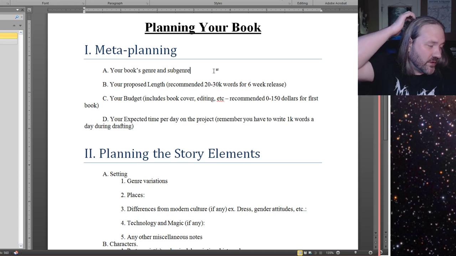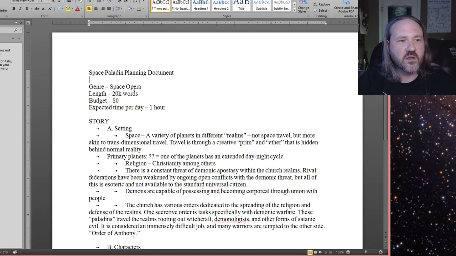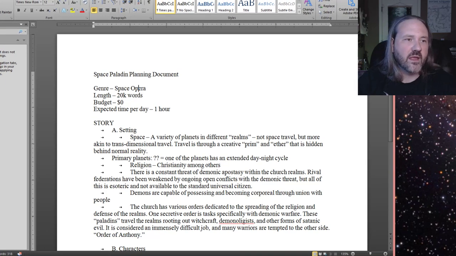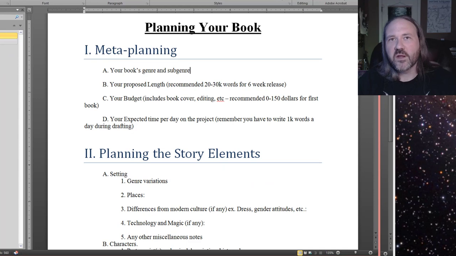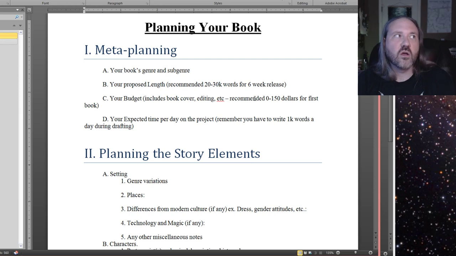So your book's genre and subgenre. For mine, I put space opera over here. And the subgenre would actually be something more like Warhammer 40K. I could actually put it in the Warhammer 40K category, though it's not Warhammer 40K at all. But it's very close to that, which would be religious space opera, things like that.